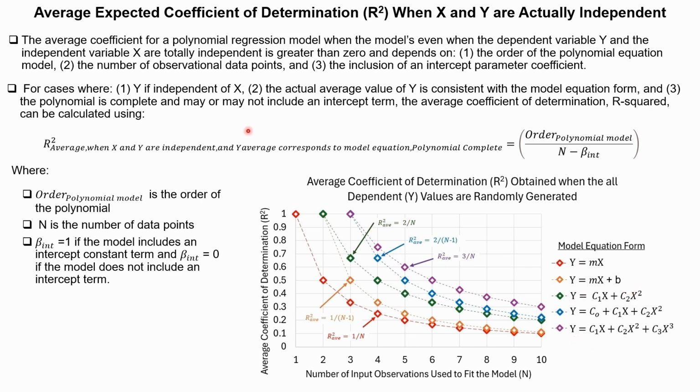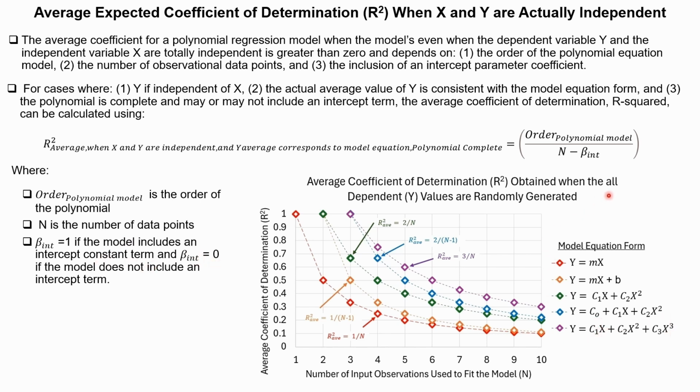The third condition being that although the polynomial may or may not include an intercept term, the rest of the polynomial is complete. If these 3 conditions are held true, then the average coefficient of determination, or the average R-squared value, may be calculated using this following equation, where the numerator is the order of the polynomial, which is the highest exponent of the independent term. And the denominator is n, the number of observational data points, minus the b-intercept term, which is either 1 when the model includes the intercept term, or 0 when the model doesn't include an intercept term.